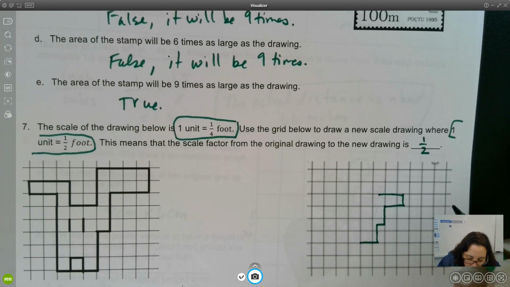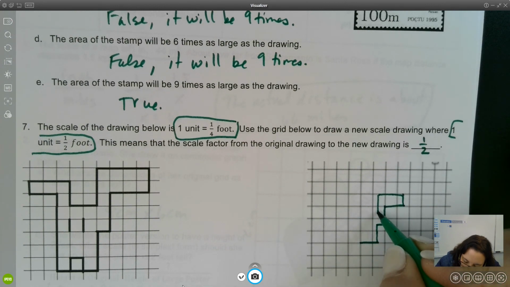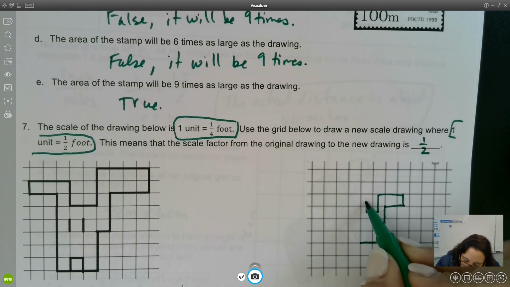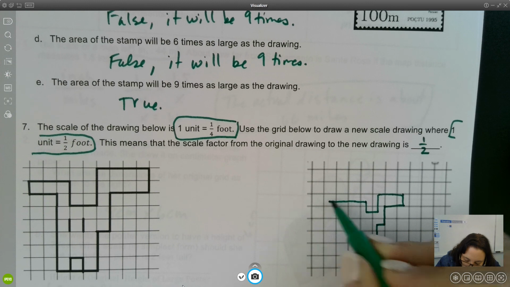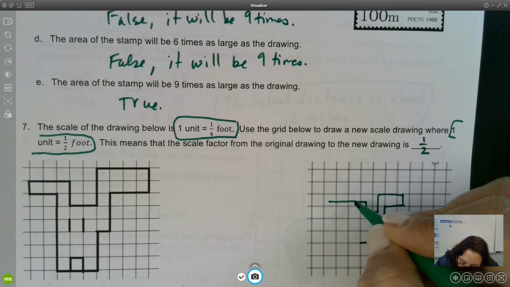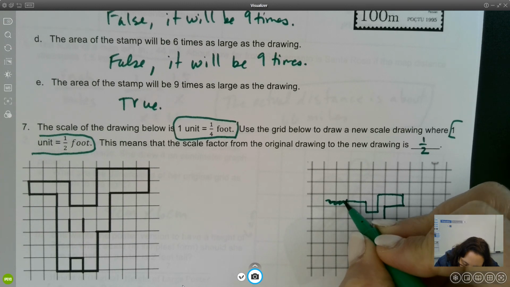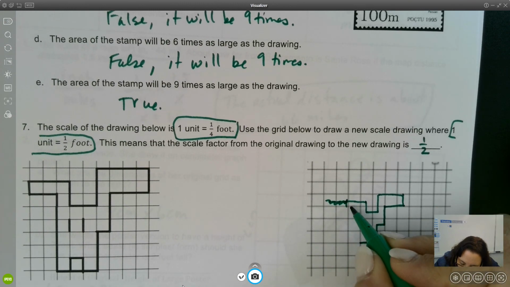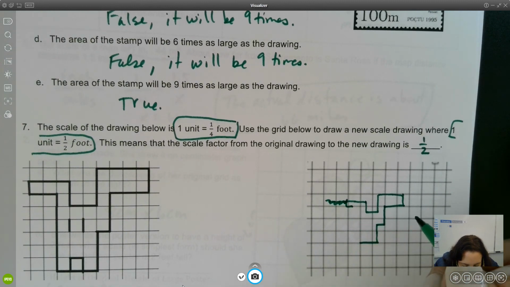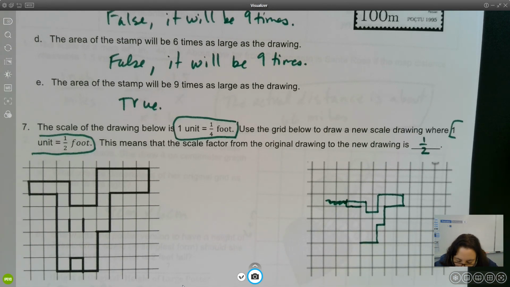1, 2. This right here would be 1.5. This right here would be 1. This right here would be 1. 1, 2, 3. Oops, I went too far. Sorry, that's 3, but that needed to be 1.5. Okay, that shouldn't be there. This needs to be a 1/2. And then this needs to be 1. Okay, hold on. That needs to be 1. And then it needs to come down.